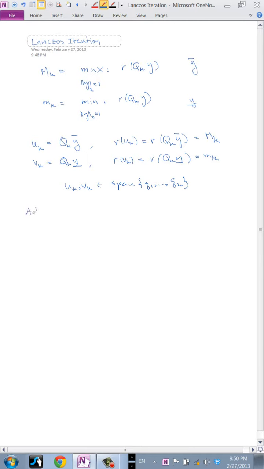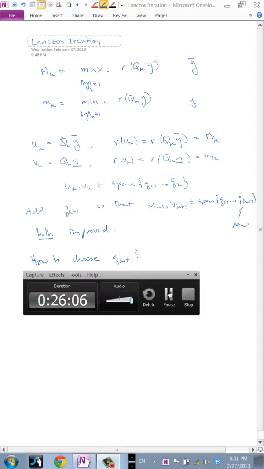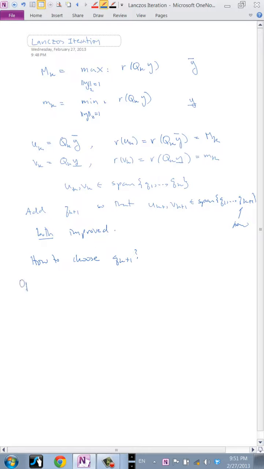Now I'd like to add q_{k+1} so that the u_{k+1} and the v_{k+1} that I find in the span of q_1 all the way up to q_{k+1}, this new element, are both improved. So the question is how we're going to do that. How to choose q_{k+1}?